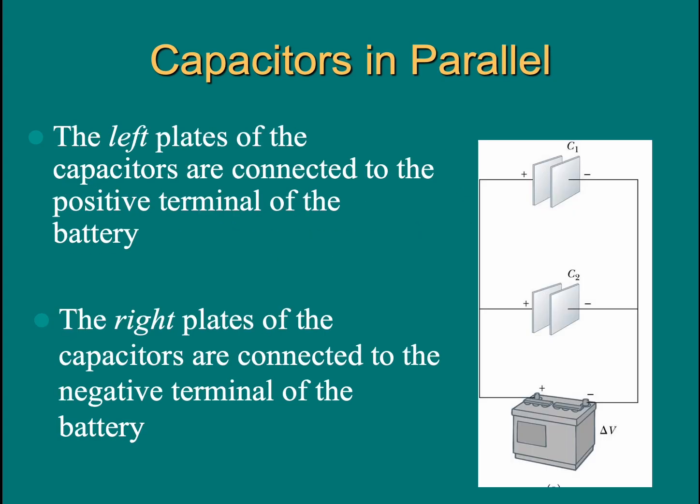This example shows two capacitors connected in parallel. The left plates of the two capacitors are connected to the positive terminal of the battery. The right plates of the two capacitors are connected to the negative terminal of the battery. In such a case, we call capacitors C1 and C2 connected in parallel.